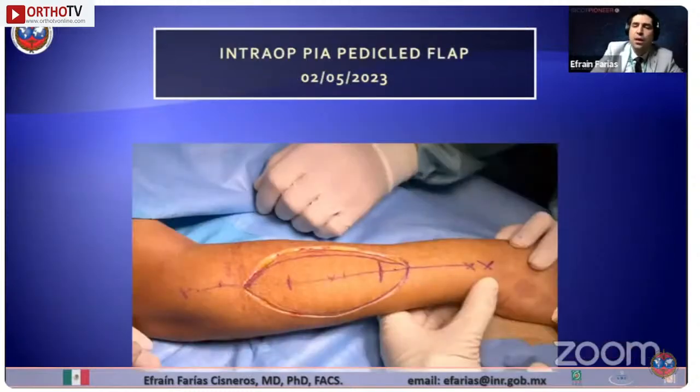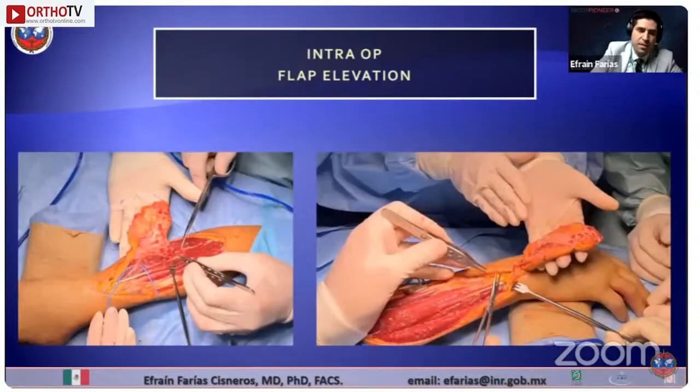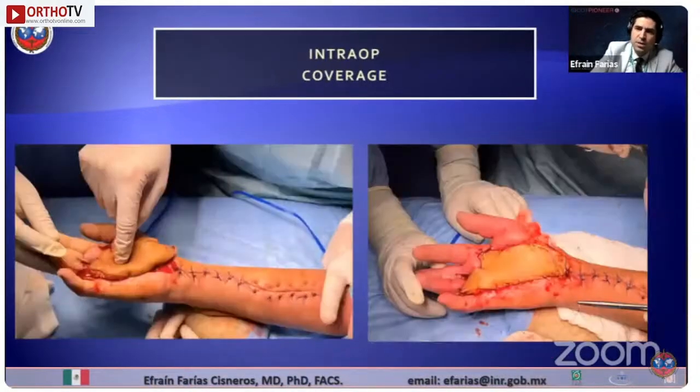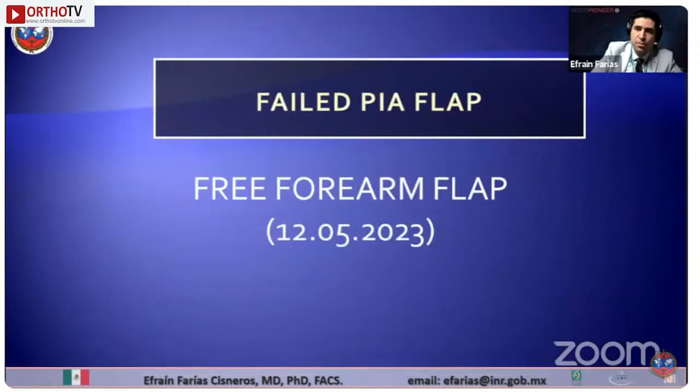Initially, a posterior interosseous artery flap was planned to cover the defect. We can see here the posterior interosseous pedicle at the wrist, the flap harvest, and its passage to the volar aspect of the hand with no tension. However, the flap was lost due to venous thrombosis and had to be removed.